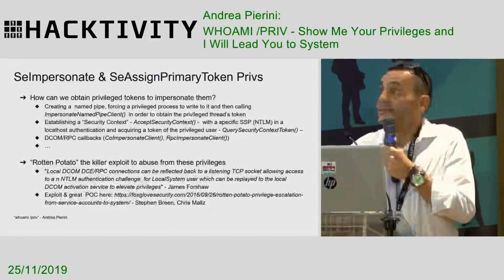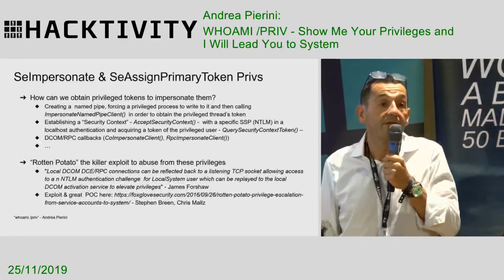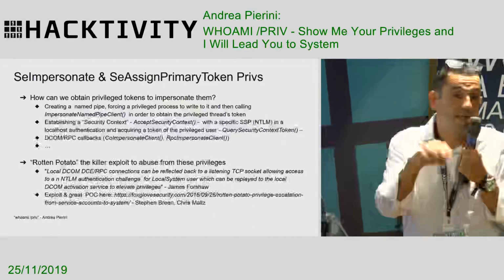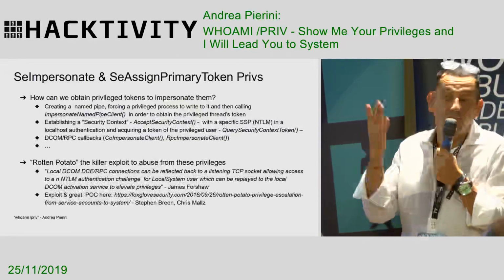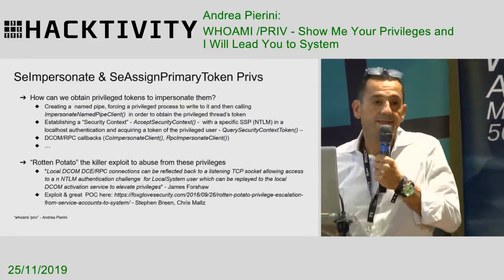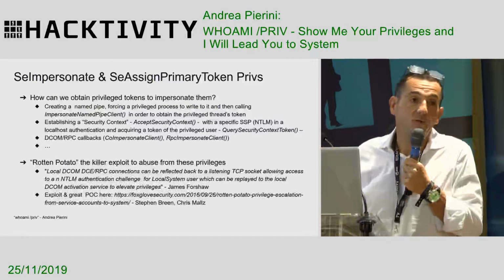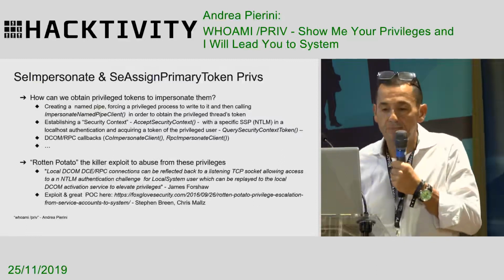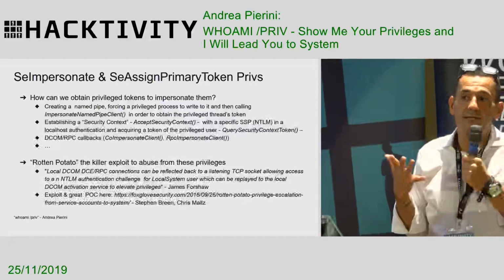How can we obtain this token? For example, by forcing a privileged process to write into a named pipe under my control. I impersonate the named pipe, and then I have the token, impersonate it, and I am system, for example. Or via a security context in NTLM authentication, we will see it later, or via DCOM RPC callbacks, CoImpersonateClient, RpcImpersonateClient. The killer exploit for these privileges is the Rotten Potato exploit.